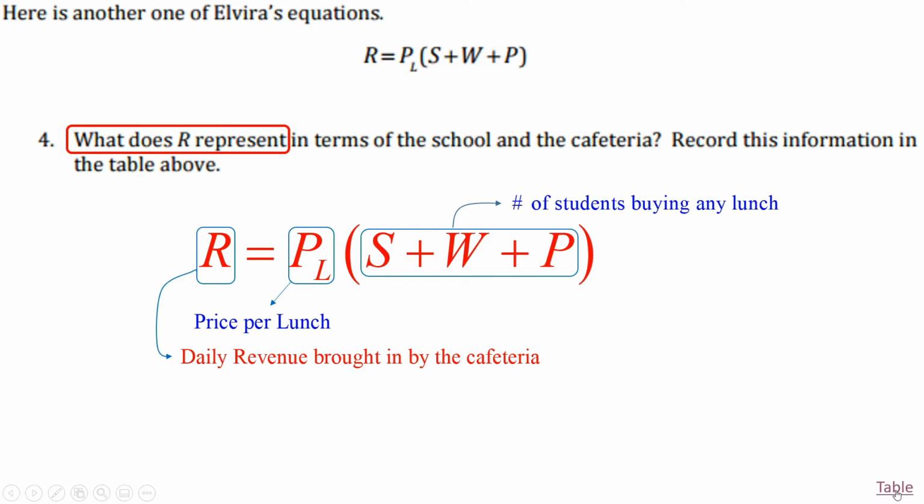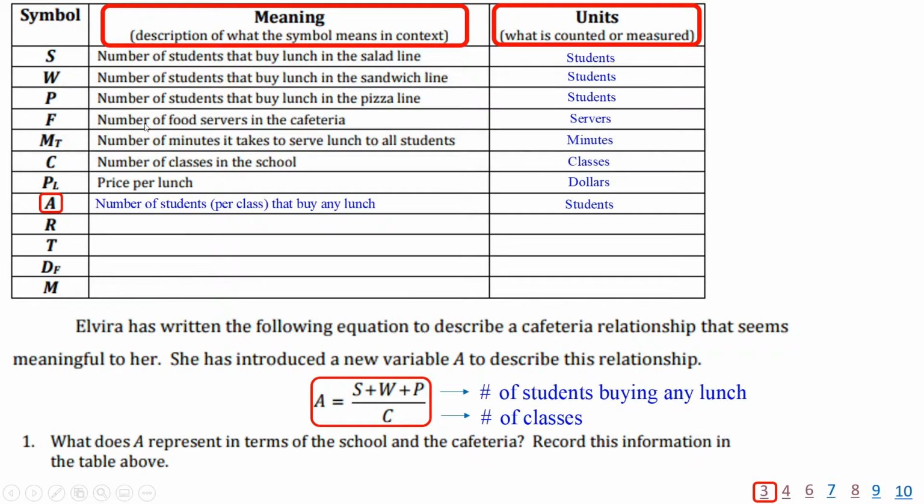Let's add that to the table. R, daily revenue brought in by the cafeteria. And what are the units being measured there? That'd be in dollars. Nice.